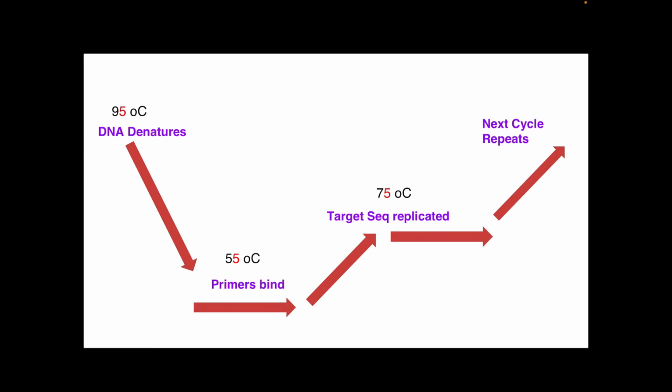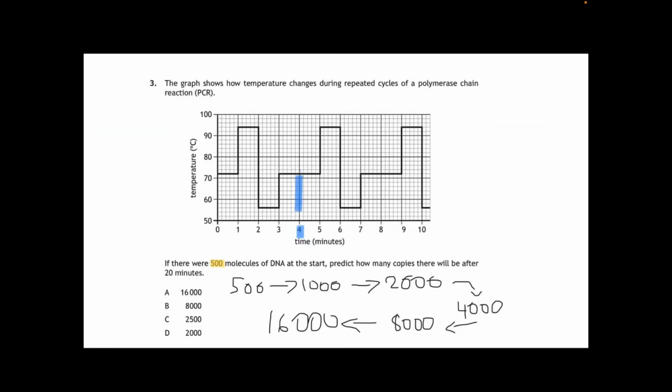After that, it's going to go back up to the top, and when you see it go back up to the top, that's the end of one cycle, and it's going to start again. So whenever the pattern repeats in a past paper question, that tells you that it's on to the second cycle. And this is what we're seeing here. On this diagram, there's actually 3 cycles of PCR. You can see that there's 3 peaks and 3 troughs.